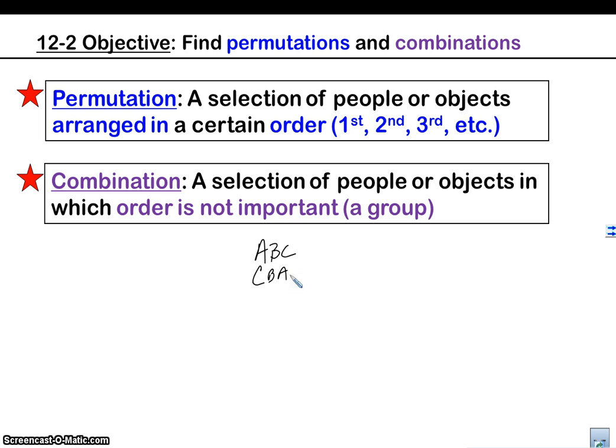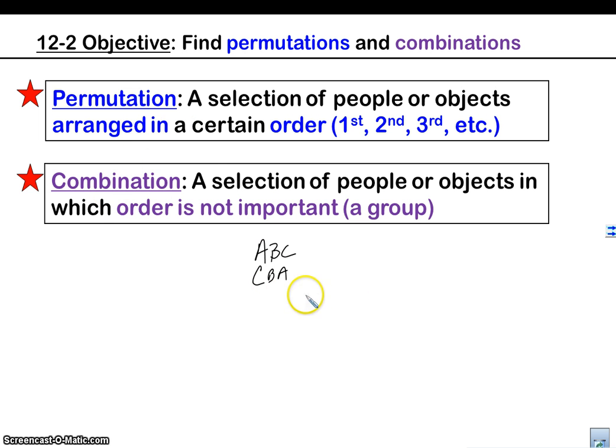Give you an example. I'm ordering a pizza, right? And it doesn't matter whether I order pepperoni and mushroom or mushroom and pepperoni, because both pepperoni and mushroom are going to go all over the pizza. So the order in which I order the toppings for my pizza isn't really going to matter, because they're all going to be on the pizza anyway. That is called a combination.